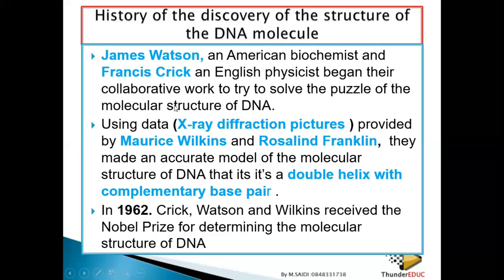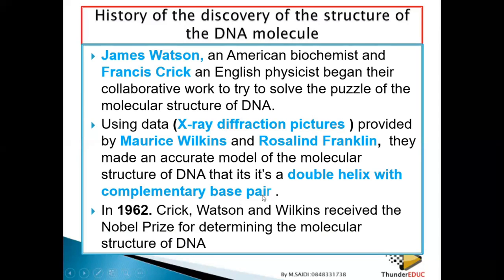Let me just repeat. James Watson and Francis Crick were working together to find out the molecular structure of DNA. Rosalind Franklin and Maurice Wilkins were also working together. They found out the structure of DNA using the X-ray diffraction picture. This was taken by Maurice Wilkins to James Watson and Francis Crick, and then used by James Watson and Francis Crick to find more, that DNA is a double helix with complementary base pairs.